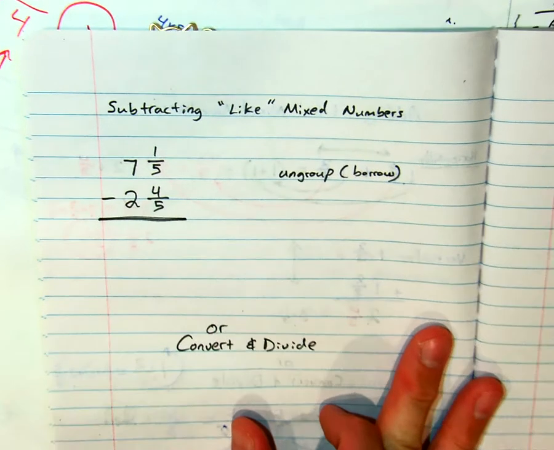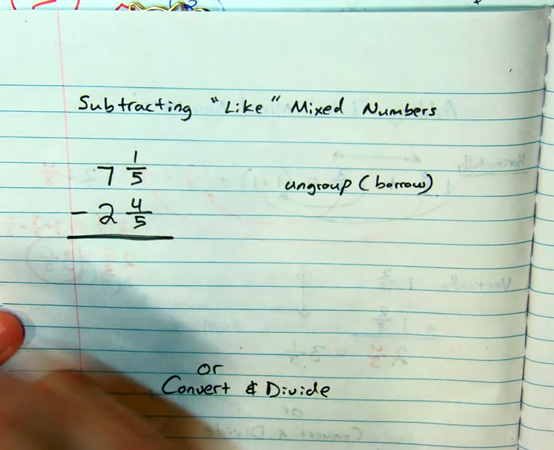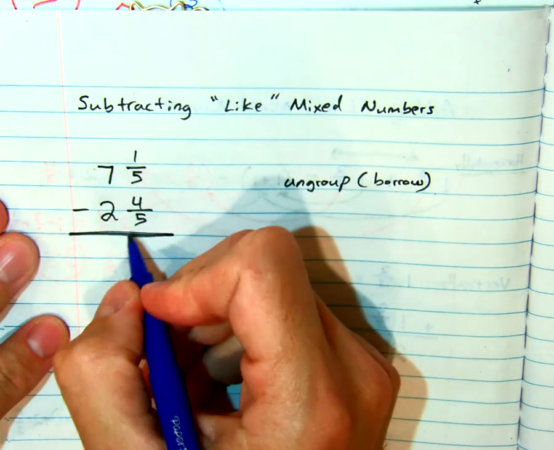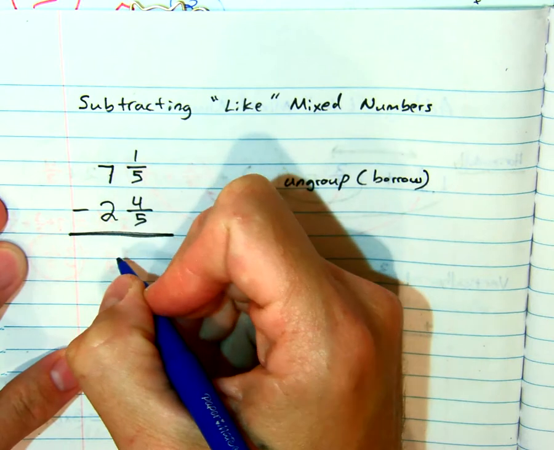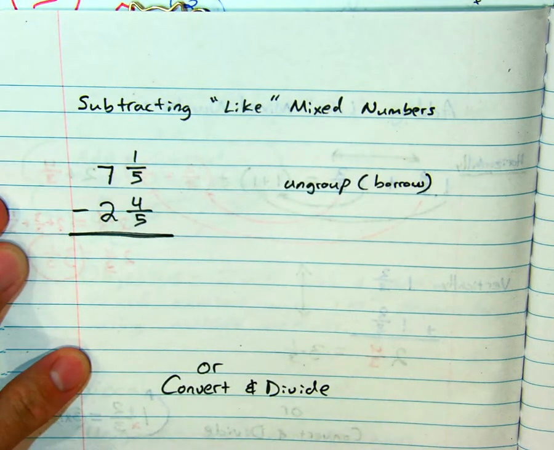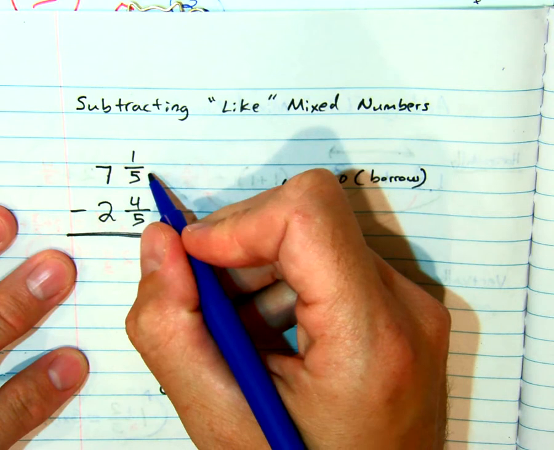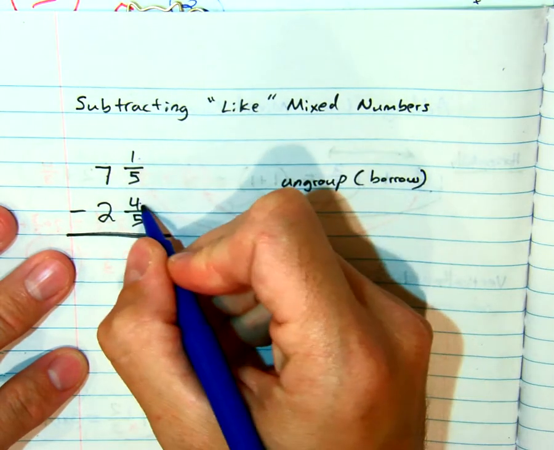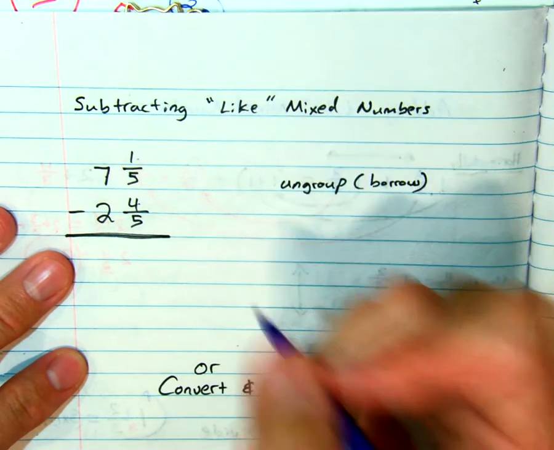6L, 6R. Subtracting mixed numbers. We are going to do some ungrouping, some borrowing. Now, just like when we added mixed numbers, we're going to split them between the whole number and the fraction. So we're going to zoom in and see what we can do. Now, let's start with the fractional piece first. Can I subtract 4 from 1? Can I take 4 away from 1? No, I can't. I'm going to have to borrow.